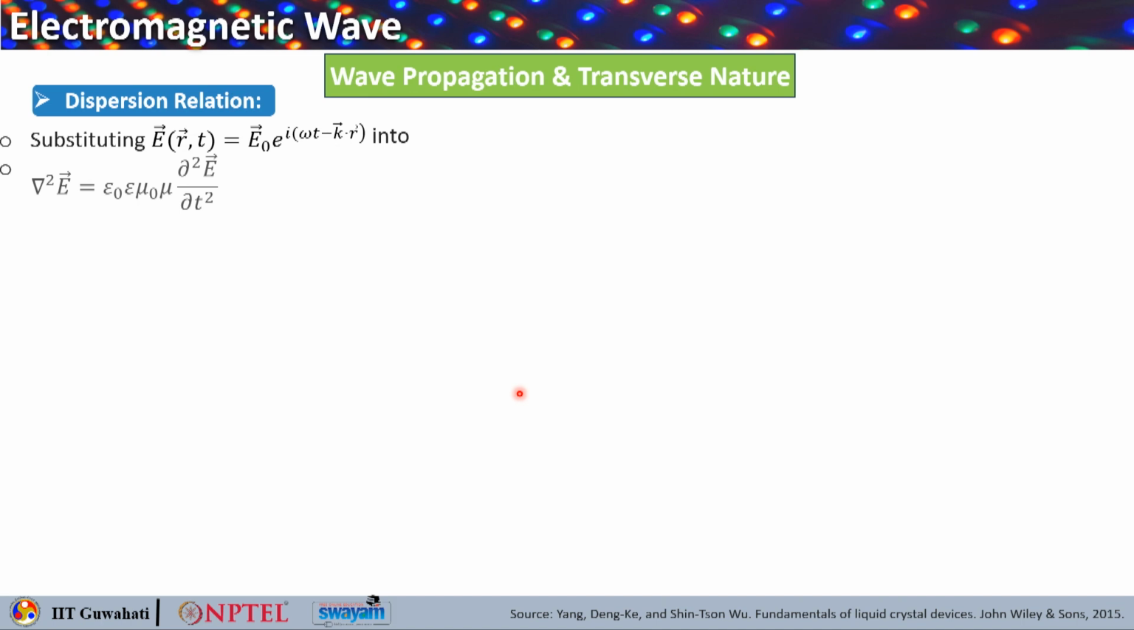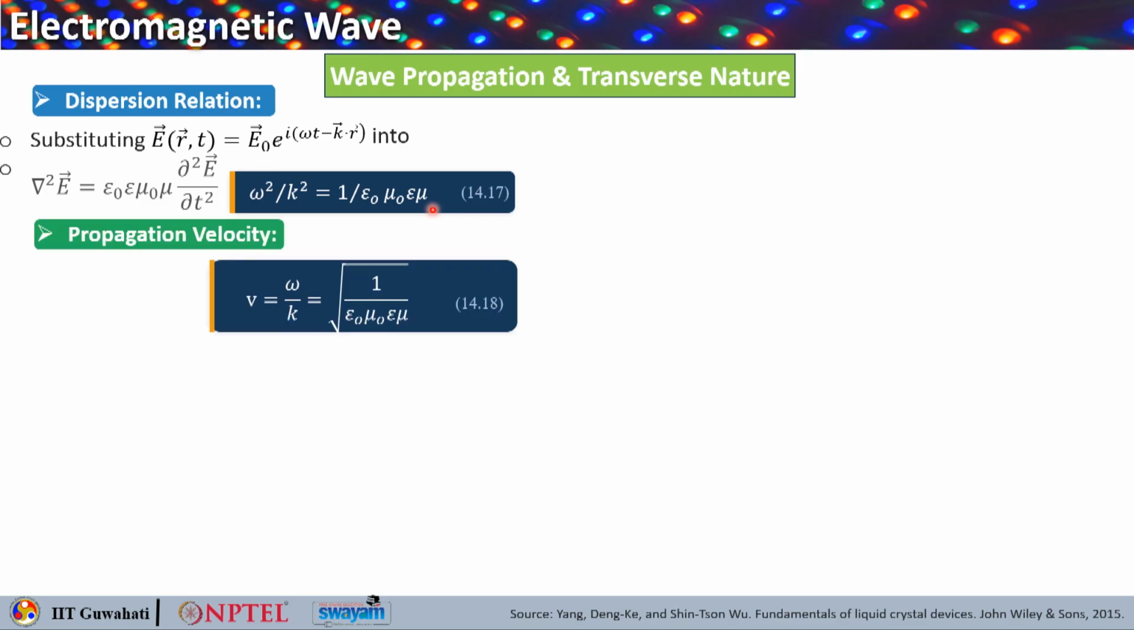So with that we can also find out other properties like the dispersion relation. So if you substitute this equation into the wave equation, you can also see there is a relationship between the omega and the k. Okay, there is the angular frequency and the wave vector, that turns out to be omega square by k square equals 1 over epsilon naught mu naught epsilon mu. So this one is the dispersion relation. So omega by k is also called the velocity v. Okay, so that is the propagation velocity, or you can say this is the phase velocity.